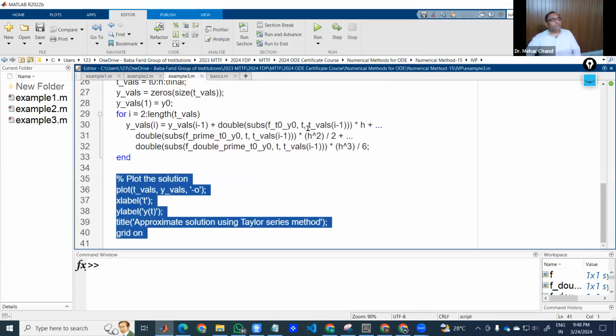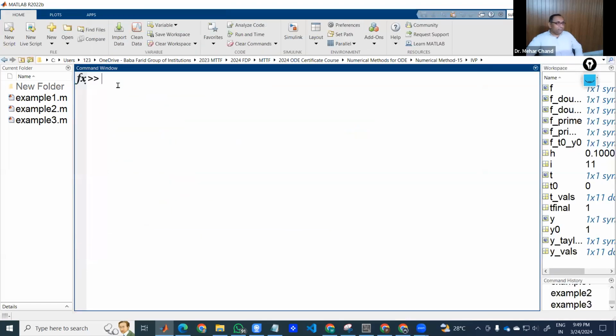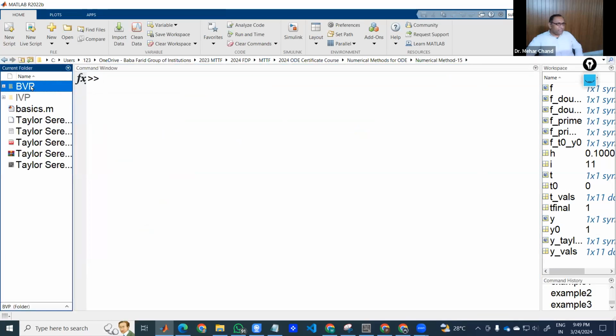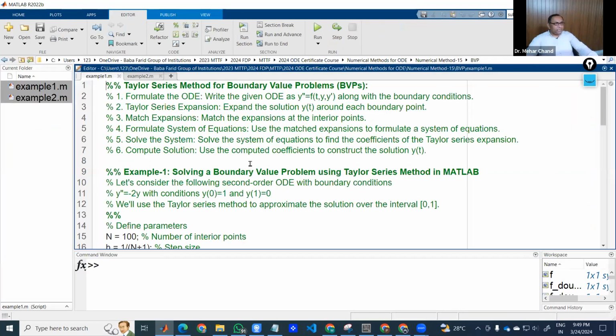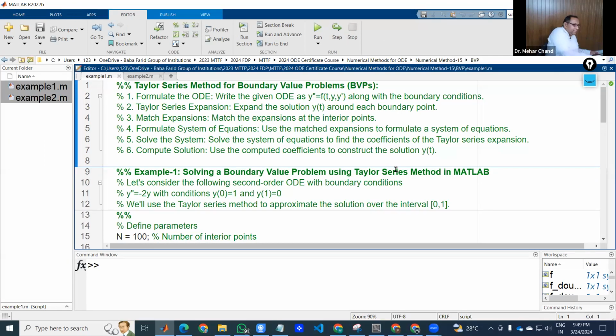So this is all about initial value problems, and now we are going to discuss boundary value problems. Boundary value problems are a similar type, with a little bit of difference. I chose two examples at this place, and both the examples are quite interesting.